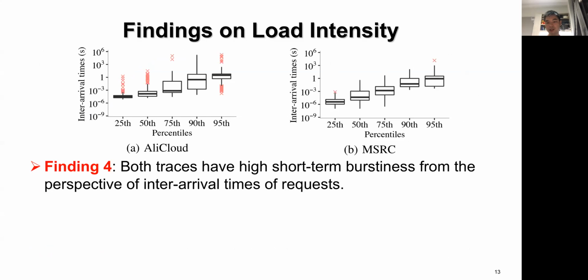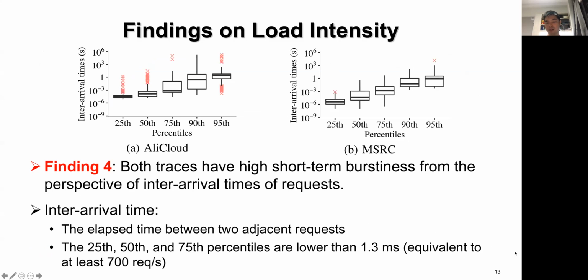In the previous findings, we investigated the load intensity by the number of requests in a short time. Now we investigate the inter-arrival time of the requests. The inter-arrival time is measured as the elapsed time between two adjacent requests in a volume. A smaller inter-arrival time indicates larger burstiness in a short time. We find that both traces have high short-term burstiness from the perspective of their inter-arrival times of requests.